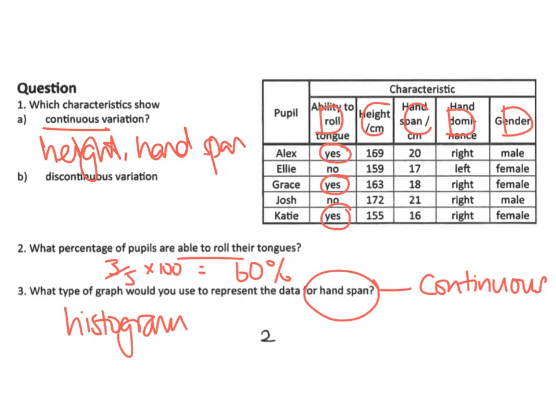Now, what causes people to be left-handed or right-handed, or some people to be taller than others, smaller than others, being able to roll their tongue? Well, it depends on a lot of things.